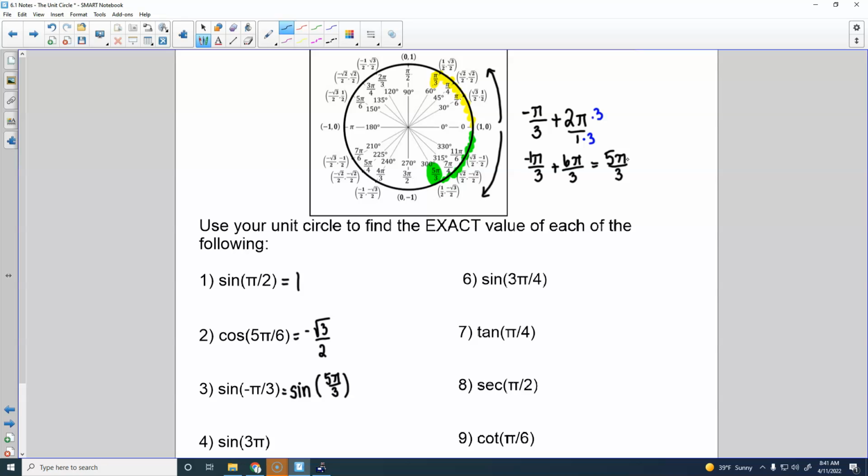All right, so I've talked about those coterminal angles a lot, but the question is, what is sine of 5 pi over 3? And sine of 5 pi over 3 is the y coordinate right there. So it's negative square root of 3 over 2.